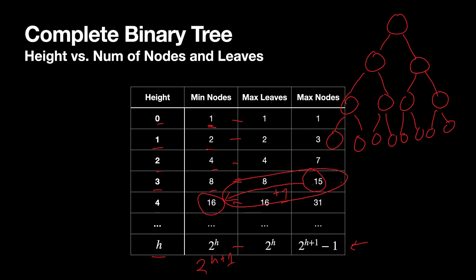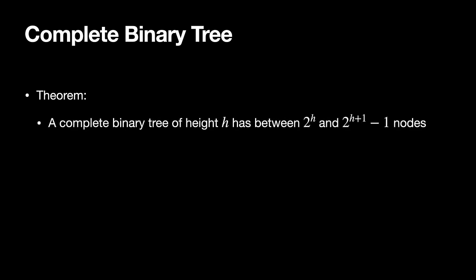Okay, so we've got some general formulas that give us an idea of the number of nodes versus the height of the tree. So we'll use that to our advantage. A general theorem that we'll depend on for a while will tell us the total number of nodes in a complete binary tree based on its height. A complete binary tree of height h has between 2 to the h and 2 to the power of h plus 1 minus 1 nodes.